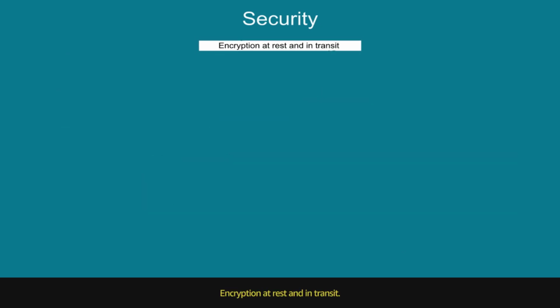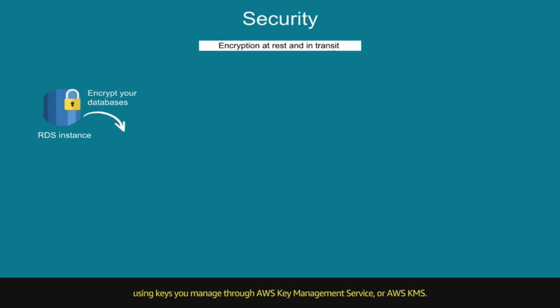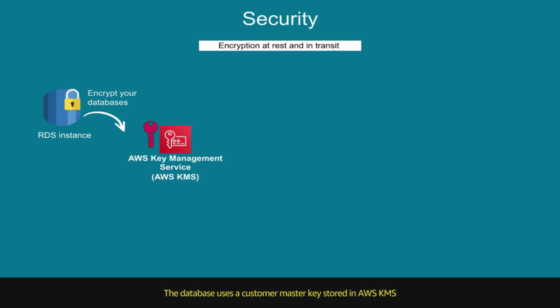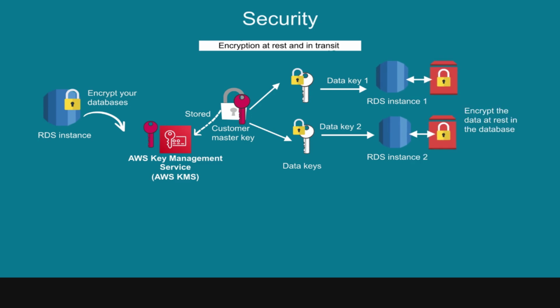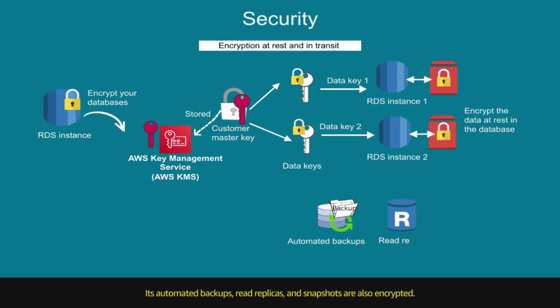Encryption at rest and in transit. Amazon RDS allows you to encrypt your databases using keys you manage through AWS Key Management Service, AWS KMS. The database uses a customer master key stored in AWS KMS to encrypt the data keys, which encrypt the data at rest in the database. Its automated backups, read replicas, and snapshots are also encrypted.